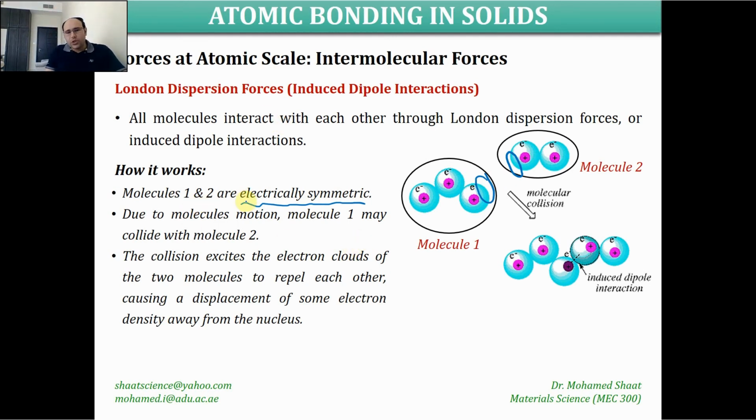So molecules 1 and 2 are electrically symmetrical in the ideal case, as long as they are apart from each other. Due to molecules' motion, molecule 1 may collide with molecule 2. Upon this collision, it excites the electron cloud. There is an electron cloud here around all of these atoms of the two molecules to repel each other. So there are some electrons here that repel the other electrons on the other side of the molecule, causing a displacement of some electron density away from the nucleus.